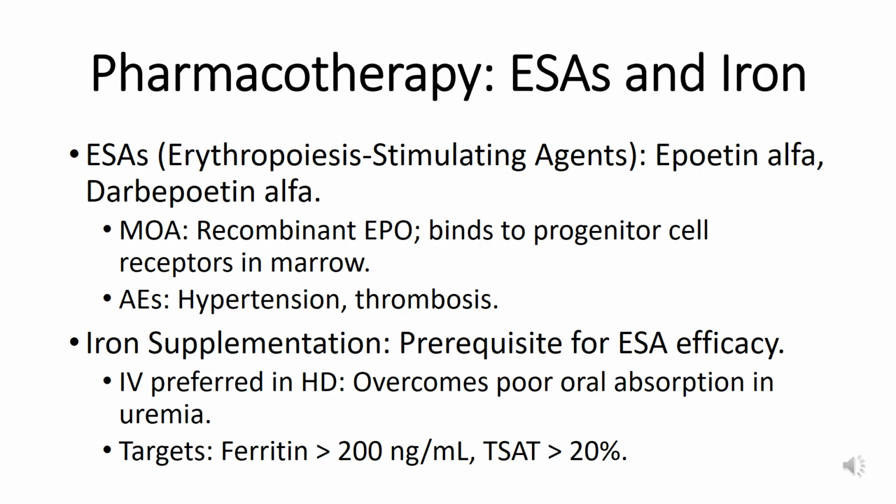Now let's talk about iron. Iron is not optional in erythropoiesis-stimulating agent therapy. It is a prerequisite for effectiveness. Without iron, new red blood cells cannot be formed properly. Even if erythropoiesis-stimulating agents are given, response will be poor. This is why iron status must always be assessed.